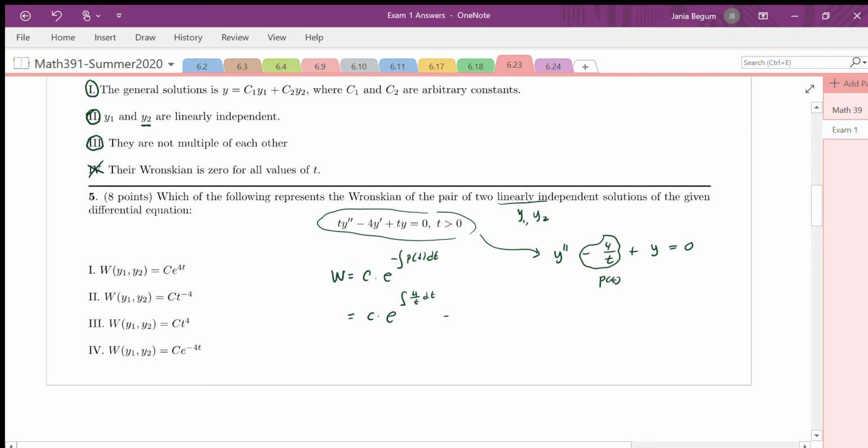And if I integrate this, this would be c times e to the 4 ln of t. And then by laws of exponents, I can bring 4 as an exponent for t, and then e and ln will cancel out. So that would be t to the 4th power. That would be the Wronskian. So by doing it carefully, 3 would be the correct choice.